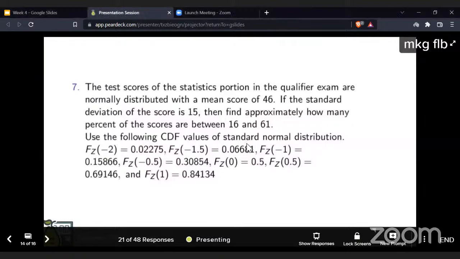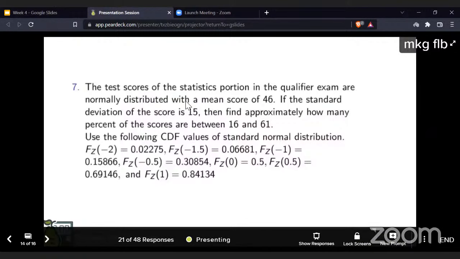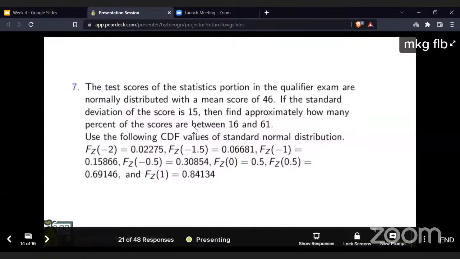So here we had to find how many percent of scores are between 16 and 61. It is given to us that the test scores are normally distributed. We have to find the probability. If I denote my random variable x as the test scores of the statistics portion of the students, then what is the probability that x lies between 16 and 61? This is what we have to find, where x is normally distributed.